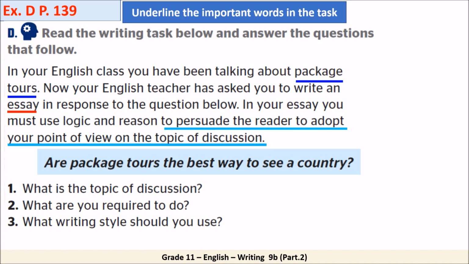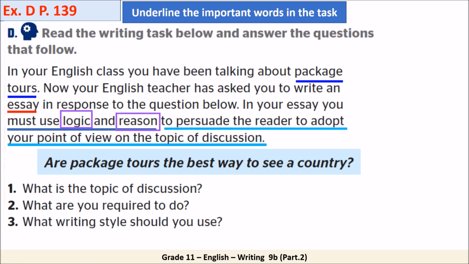What other words did you underline? Yes, very good. You are writing your essay to persuade readers to adopt your point of view on this topic. How are you going to persuade readers? By using logic and reason. Also, remember what we saw in writing 9B part 1. We use strong arguments that will be accepted by the readers.